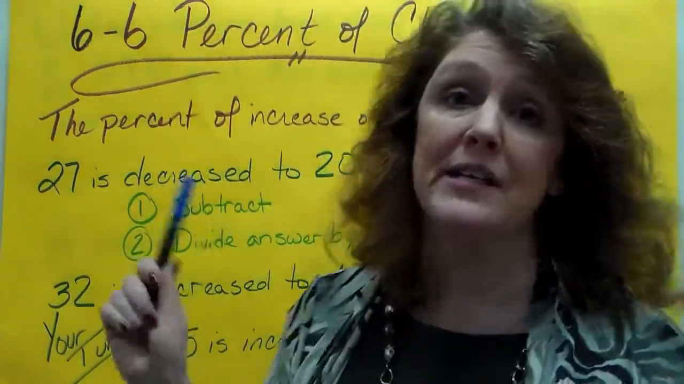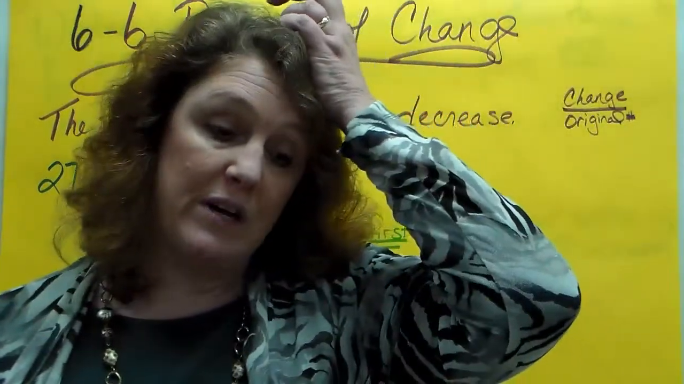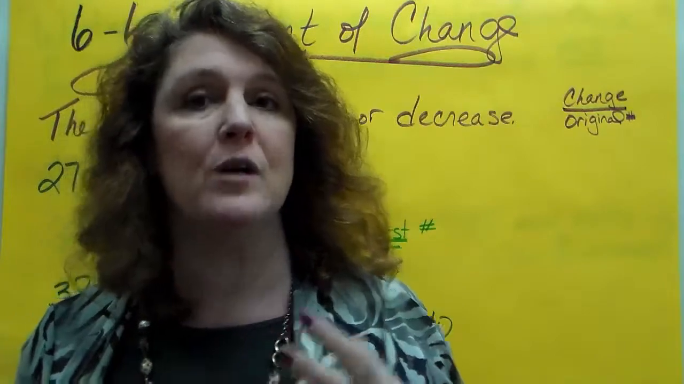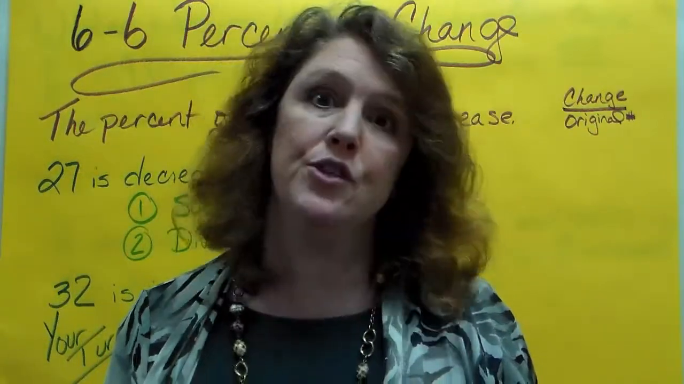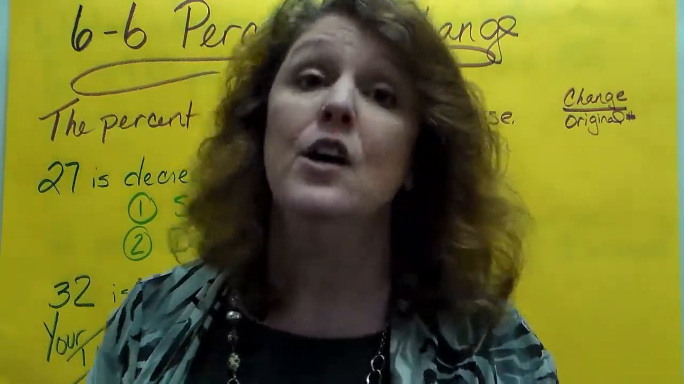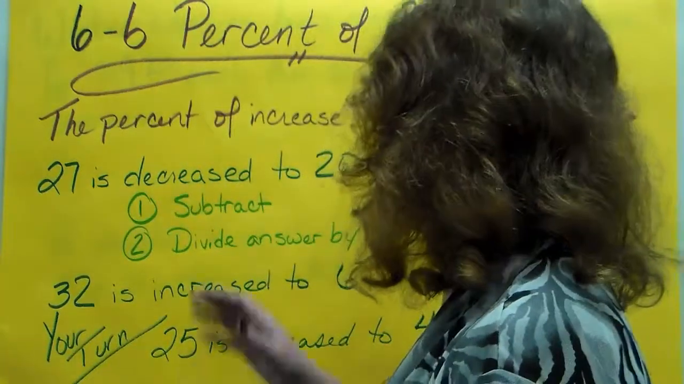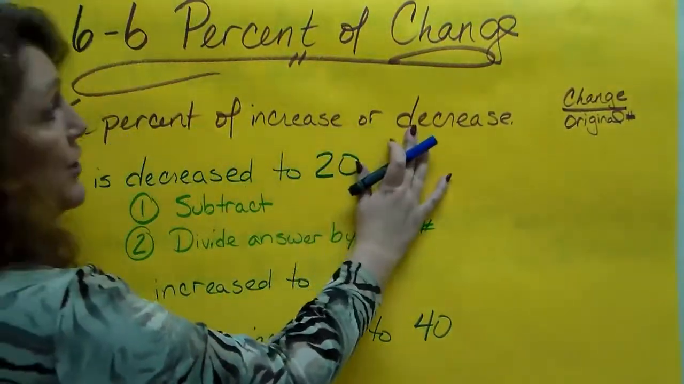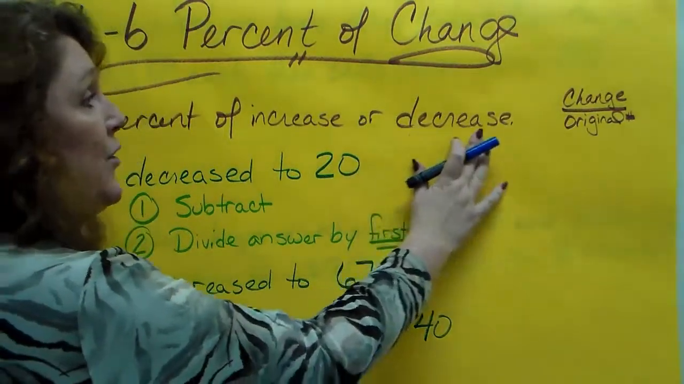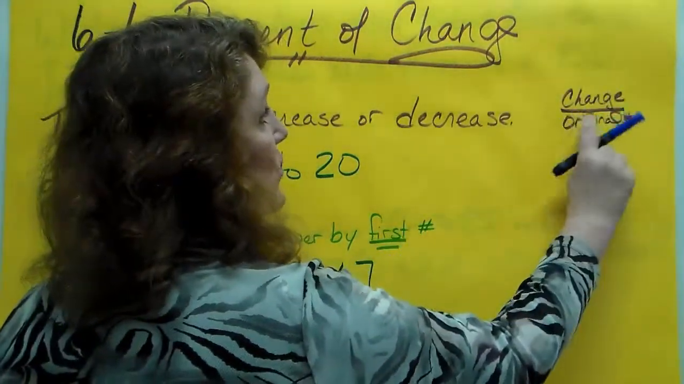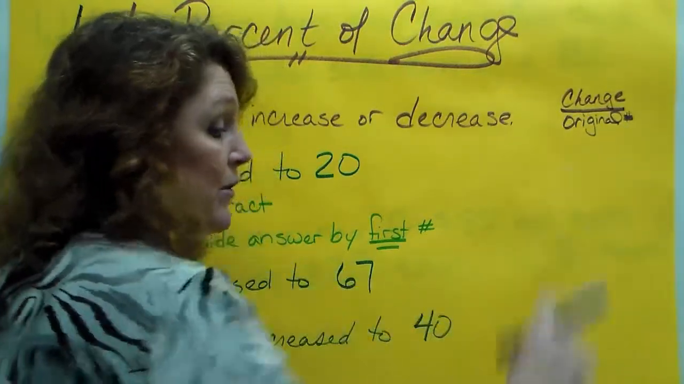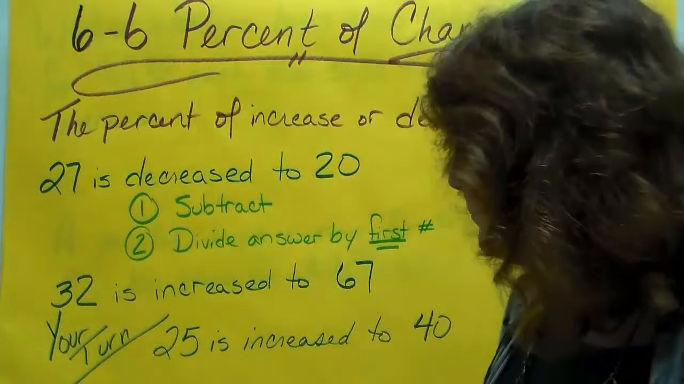This is percent of change. So we've talked about finding the basic percentages, but what happens when numbers change and they say, wow, that was a 200% increase, that kind of thing. Well, that's what we're going to look at today. So what we're looking for is the percent of increase or decrease. And the way that works mathematically is whatever the change in the number is divided by the original number, the number that you started with.